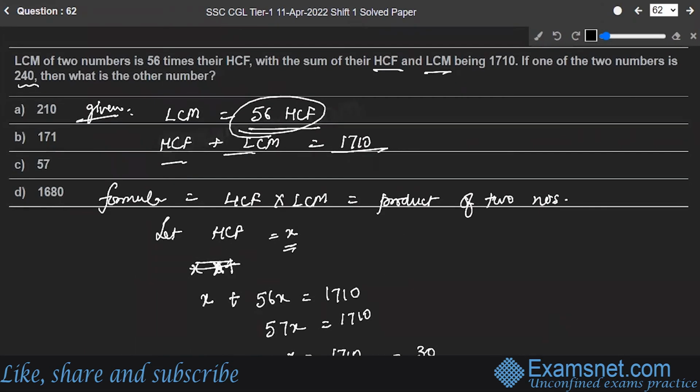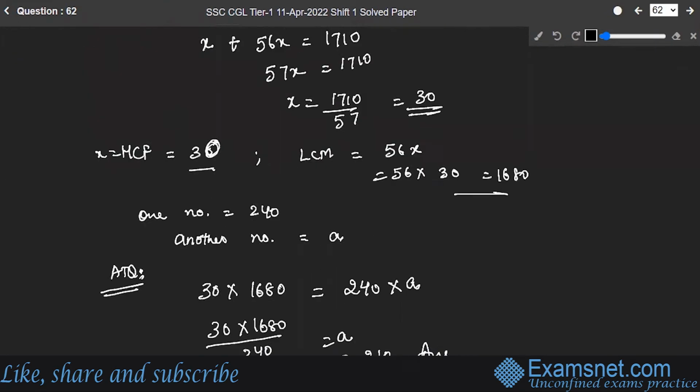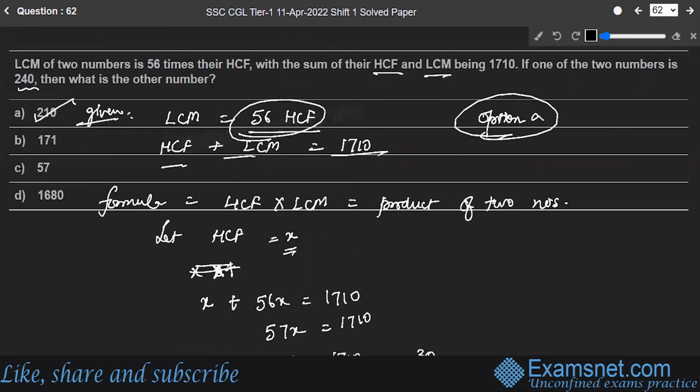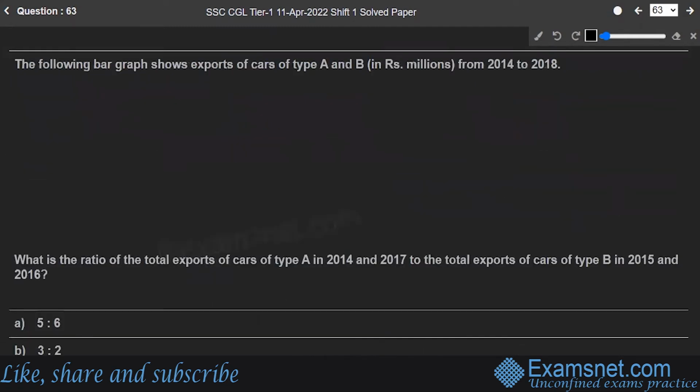Let's see the options that are available. Option A is the correct answer for the problem. I hope you are clear with this. See, you have to use this formula. This formula is the key thing in this question. The formula is the product of HCF and LCM of the two numbers is equal to the product of the two numbers itself. Let's move to the next question, number 63.